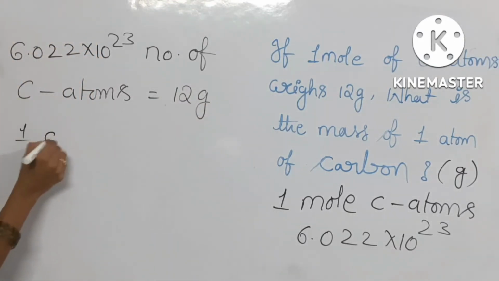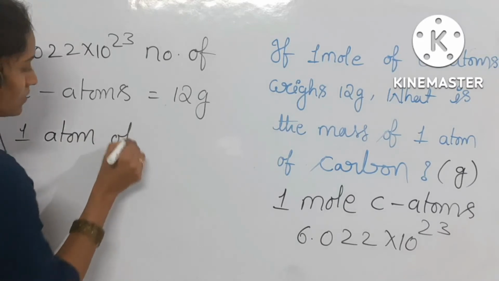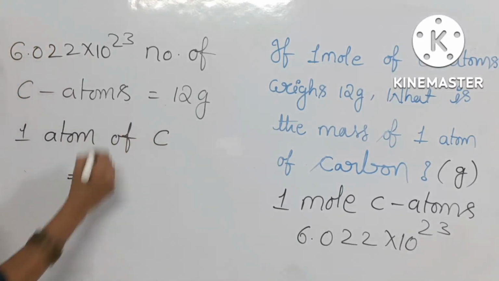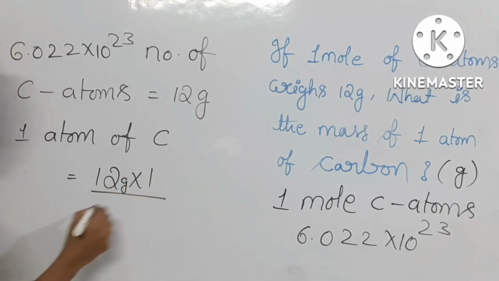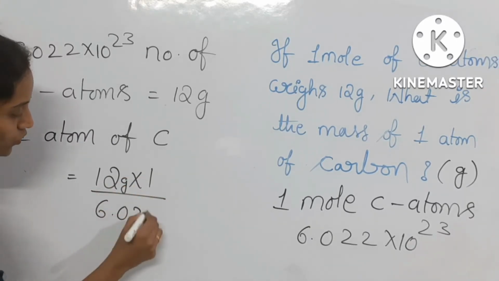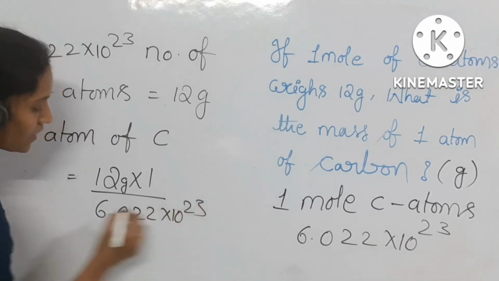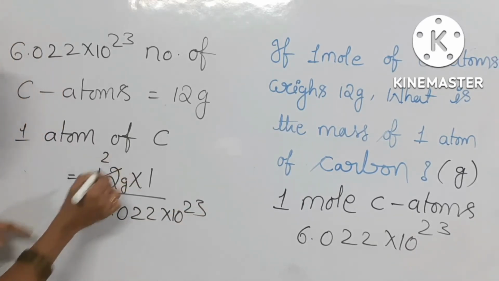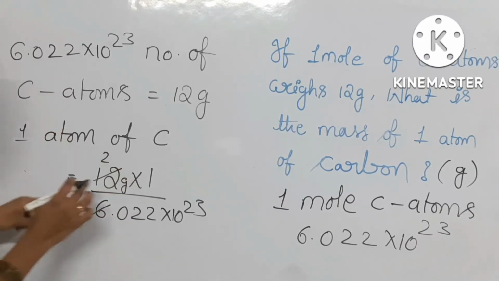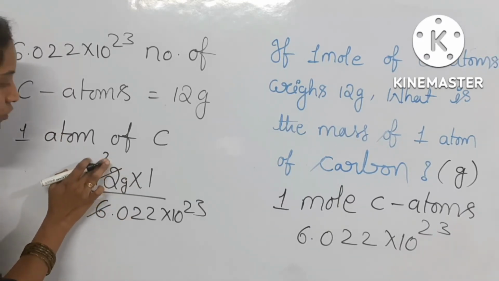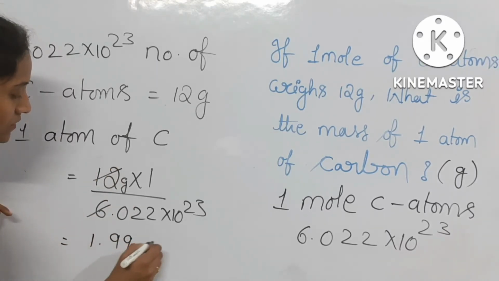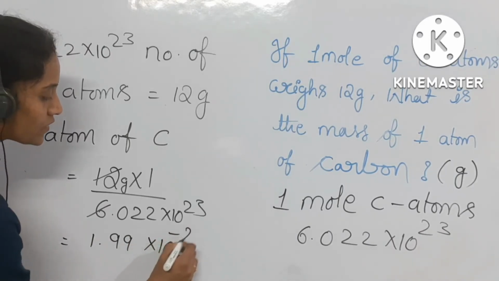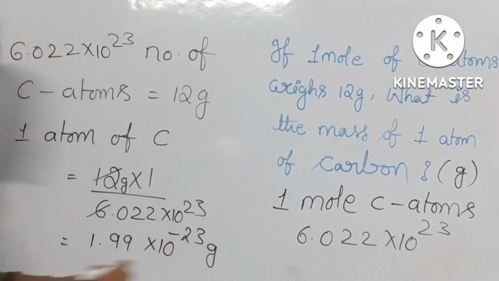So 1 atom of carbon is equal to 12 into 1, this 12 you can use as 12 grams, divided by 6.022 into 10 power 23. The actual calculation is a little more than 6, so you can write directly 1.99 into 10 power minus 23 grams. This is the weight of 1 atom of carbon.